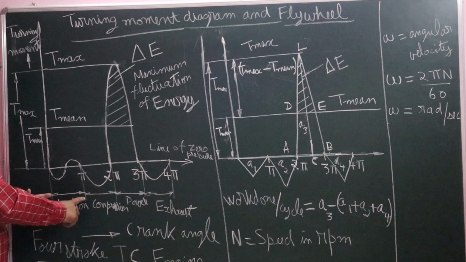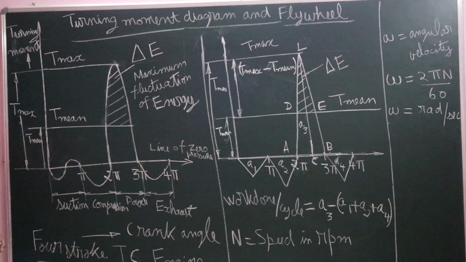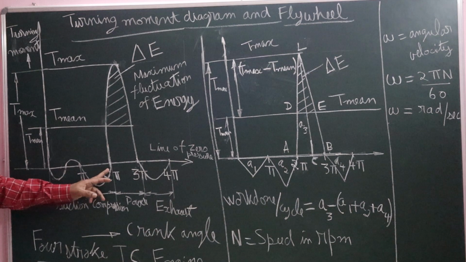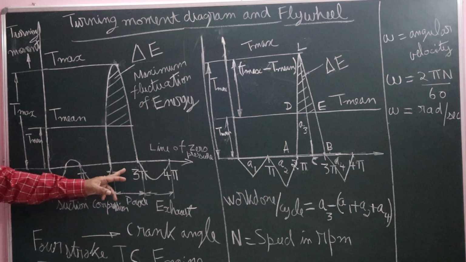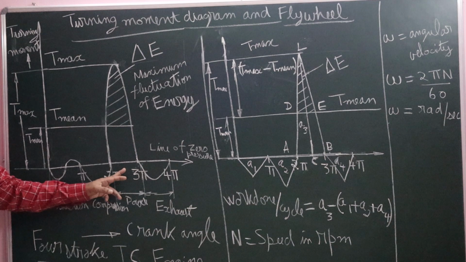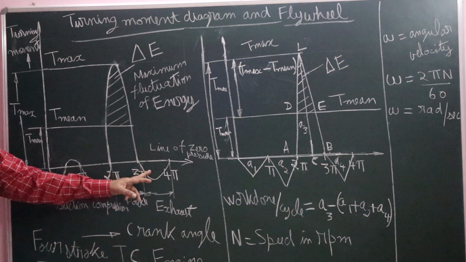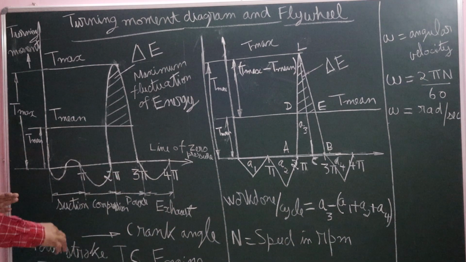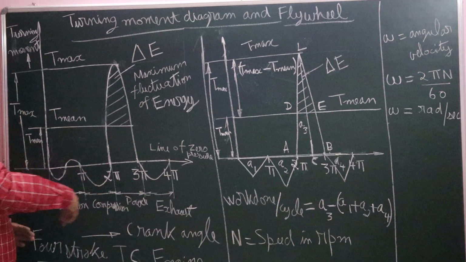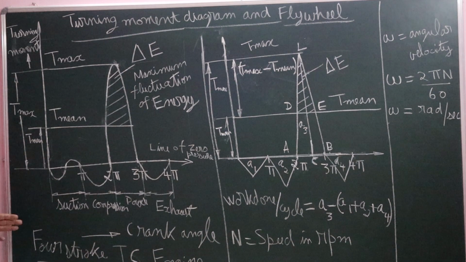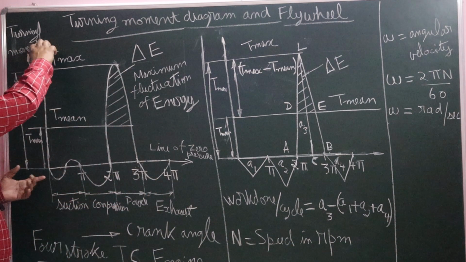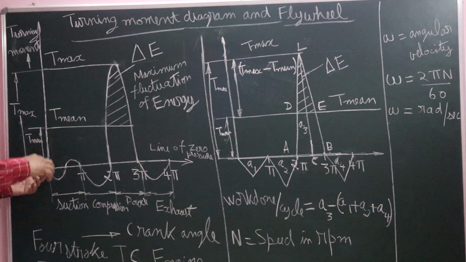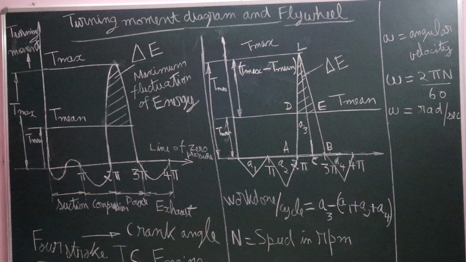This is suction stroke, pi radian, 180 degrees. Compression stroke, another pi radian, another 180 degrees. Power stroke, another pi radian, another 180 degrees. Exhaust stroke, another pi radian, another 180. Therefore, 4 pi radians. This is the crank angle turned by the crankshaft, 4 pi radians, and this is the turning moment on the crankshaft. Turning moment is nothing but torque on the crankshaft.